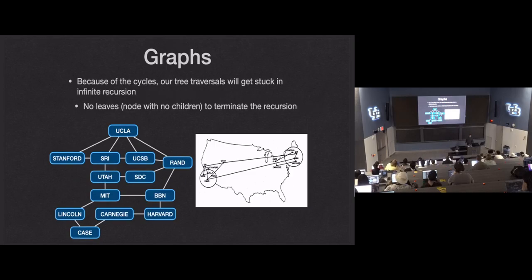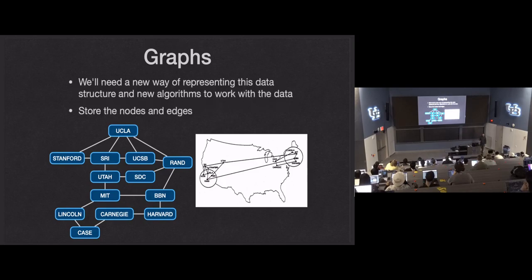So we can't do that. We can't use our regular algorithms, so we have to throw away our algorithms and come up with a new set of algorithms to work with our graph data structure. And to do that, we're going to represent our graphs very differently as well. Instead of storing nodes that store references to other nodes, in a nodes-and-references-based structure, we're going to store our nodes and edges separately.